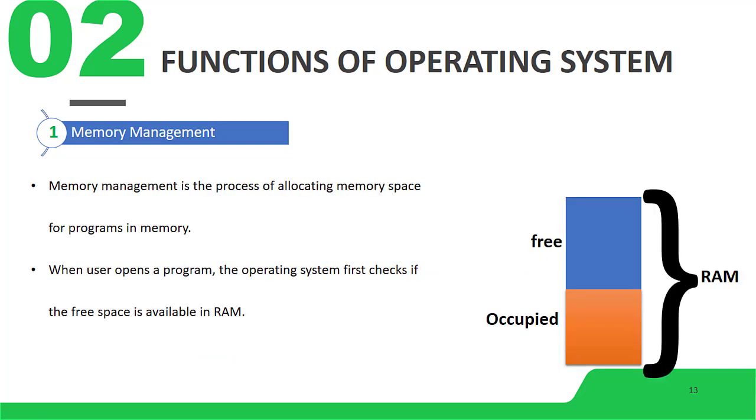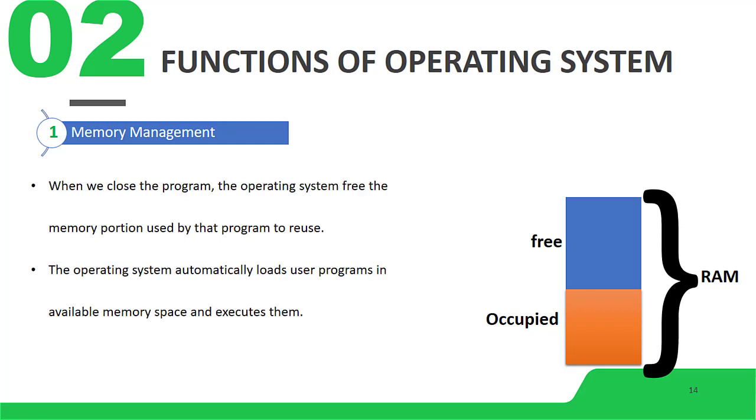Now consider, the first thing an operating system will do is check the RAM. The blue color represents available RAM. As free space is available, the operating system will reserve the space in RAM. Your file will be loaded into that free space. When we close the program, the system frees the memory portion used by that program to reuse. The operating system automatically loads user programs in available memory space and executes them. When we close a file, the operating system will make sure that the space is available for other programs to use.